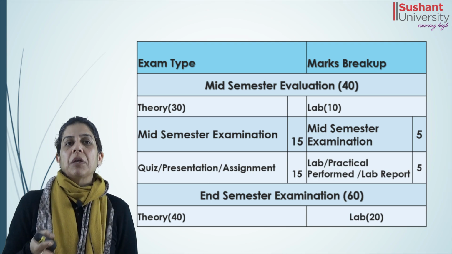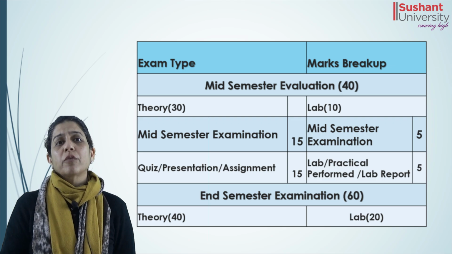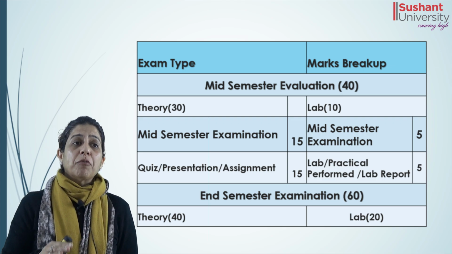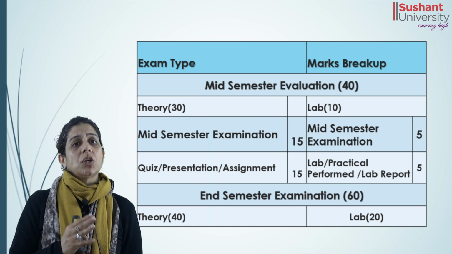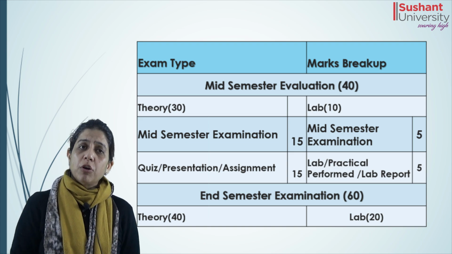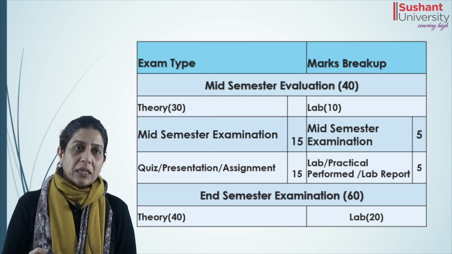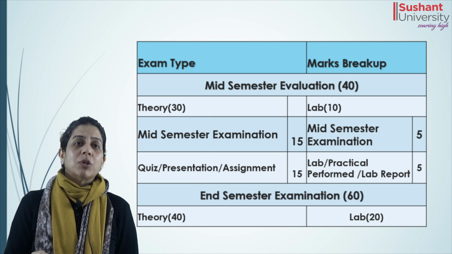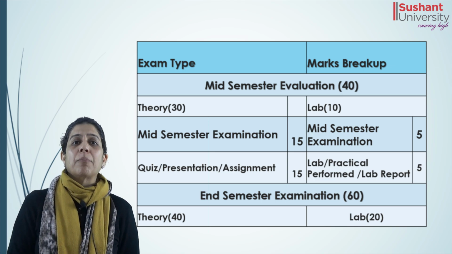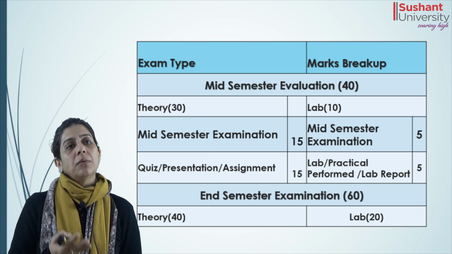Out of 30, 15 marks are given to the mid-semester examination, which happens in the middle of the semester, usually when 50% of the course has been covered. Apart from this, regular quizzes, presentations, peer discussion, class discussion and assignments are going to happen, which account for 15 marks. So that makes 30 marks. The lab marks are 10, where the mid-semester lab evaluation counts for 5 marks, and the maintenance of lab files and the lab performance account for another 5 marks, so that makes up 10 marks. So 30 plus 10 makes 40.